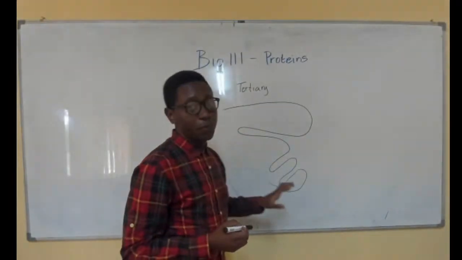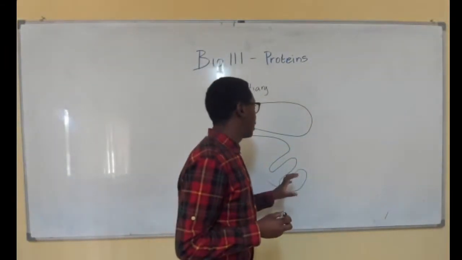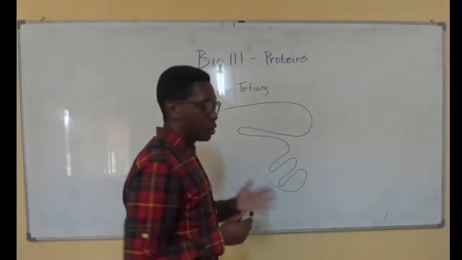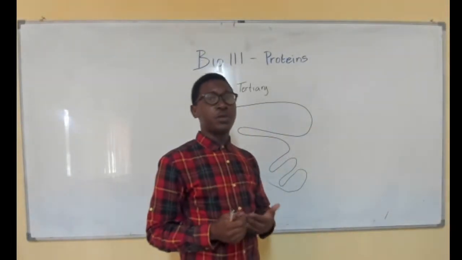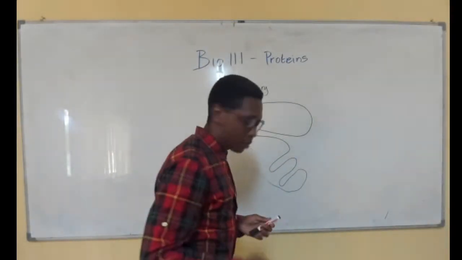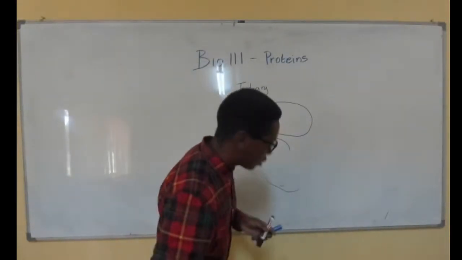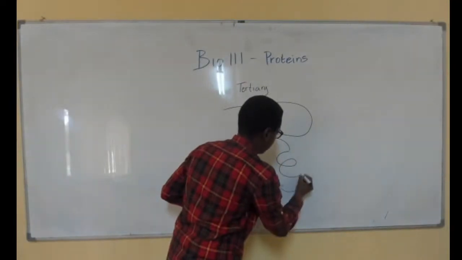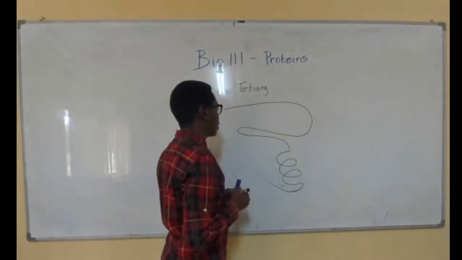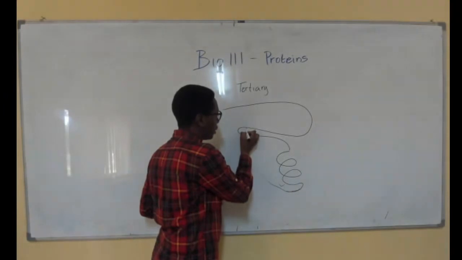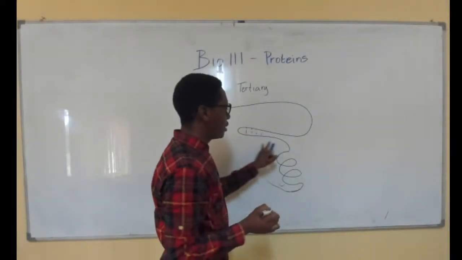So now at the tertiary level, we have different types of interactions. The forces behind the tertiary level are, first of all, the hydrogen bonding, which forms the beta pleated sheets and the alpha helix. So our protein here can look like this. In a tertiary structure, we can have hydrogen bonding here and here, similar to what we see in a beta pleated sheet.